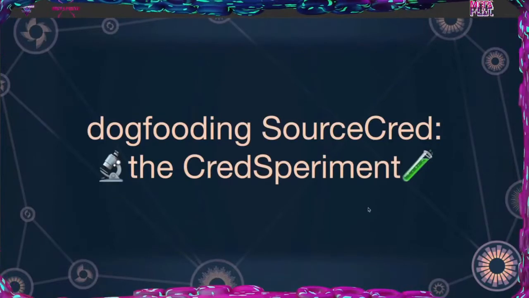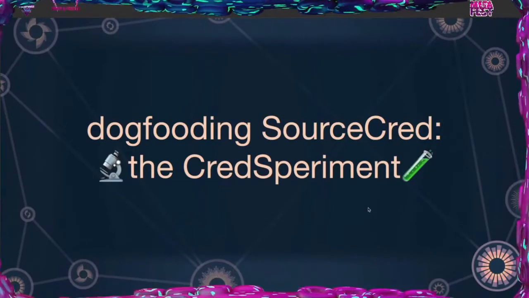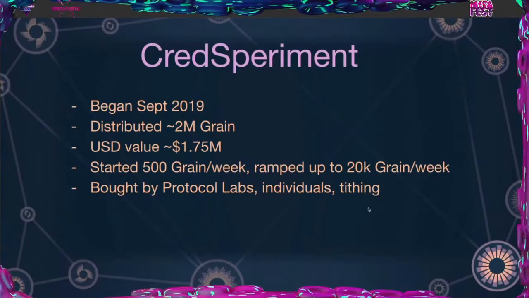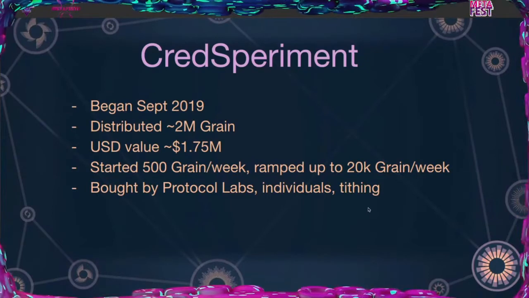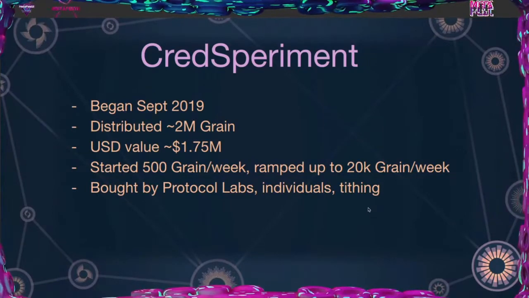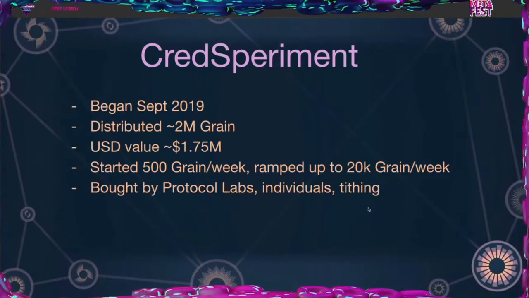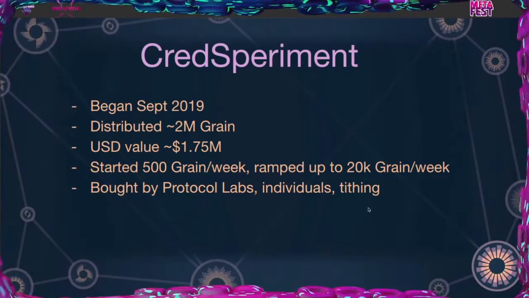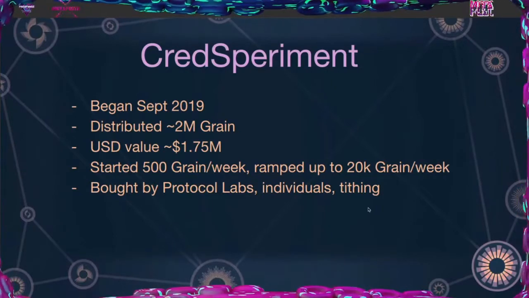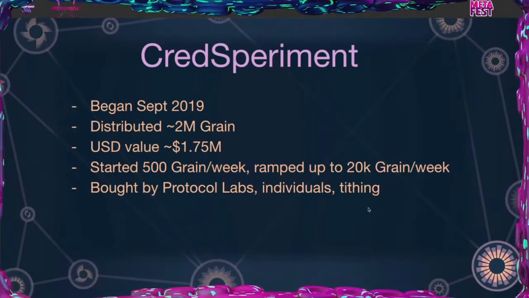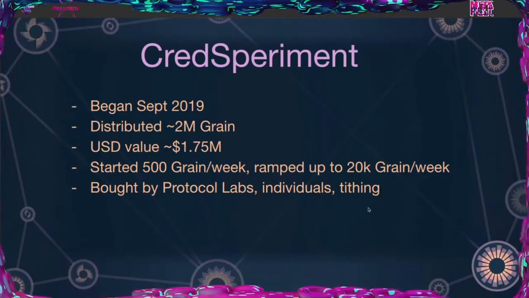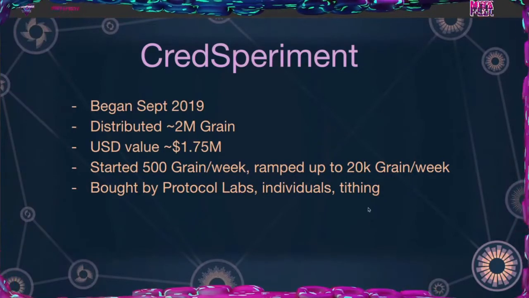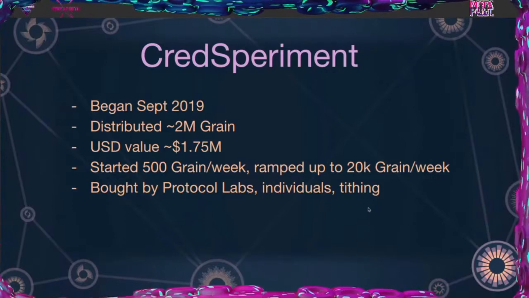So we have been dogfooding SourceCred and paying contributors via the algorithm in something we call the Cred Experiment. This began in September 2019. We've distributed about 2 million Grain, which is our token, which is pegged to a dollar most of the time anyway. The USD value distributed is around 1.75 million, and we started off small, doing just 500 Grain a week, and ramped it up to 20,000 Grain a week, and that continued until relatively recently. This was supported by Grain buys from Protocol Labs, individuals, and also tithing.